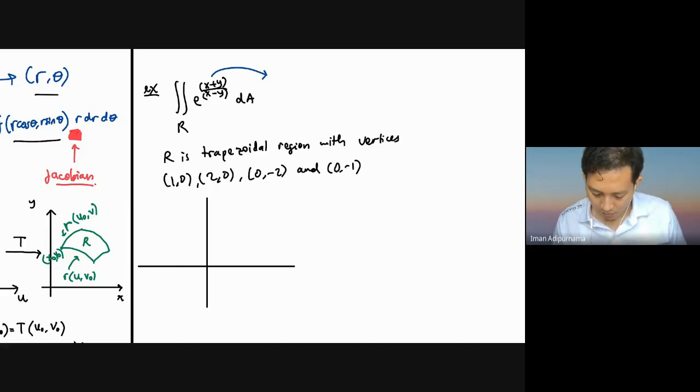So 0, negative 1 here, 1, 0 maybe here. Maybe let me draw this. Okay, connect them there. Connect here to -2, -1, 1, and 2 here. Okay, we have this.